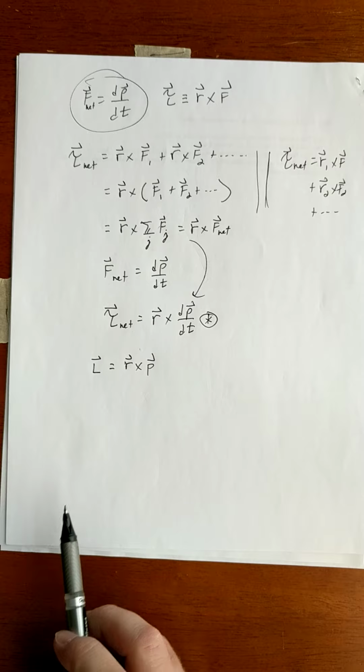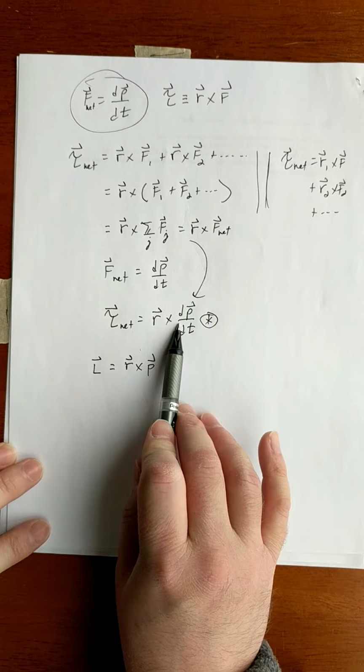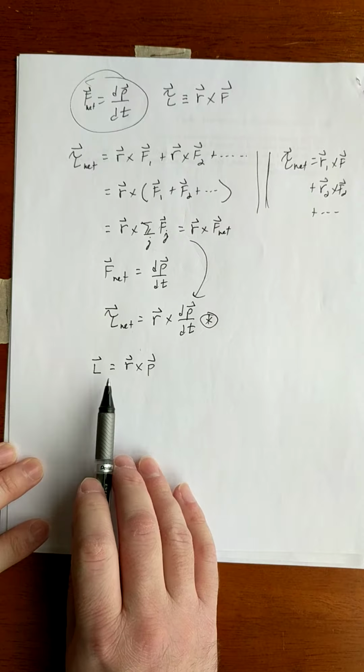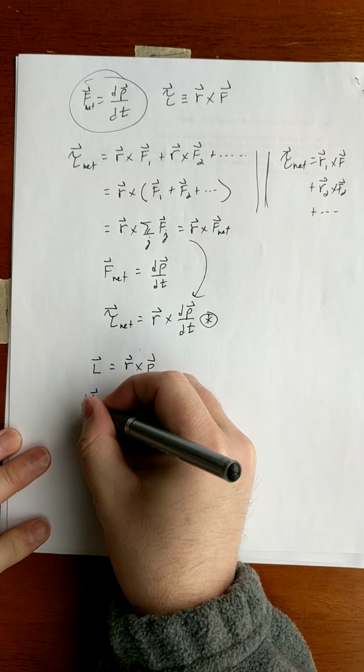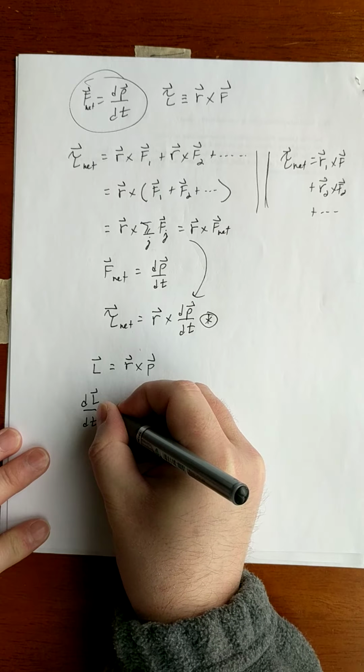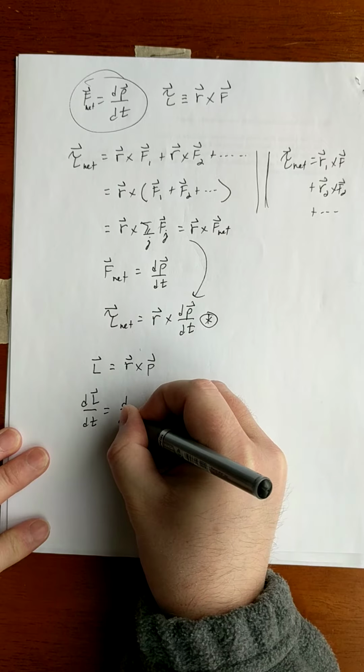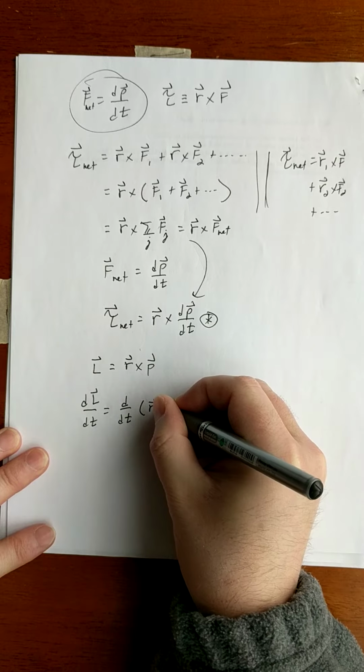And now what we're going to do is, because we want something that looks like this, so we can plug in our angular momentum into there, we're going to take the derivative of both sides of this equation with respect to time. So dL/dt equals d/dt of R cross P.